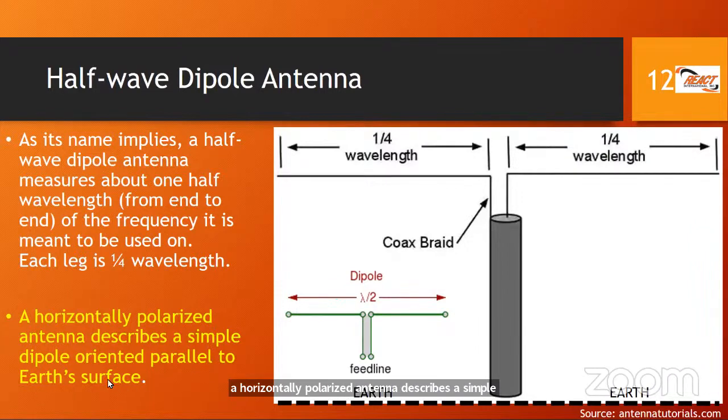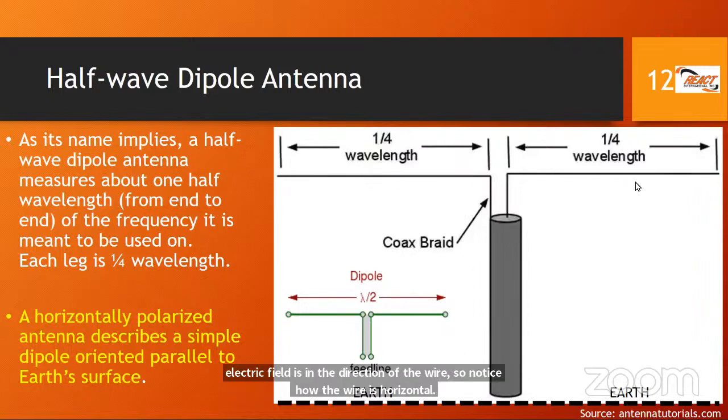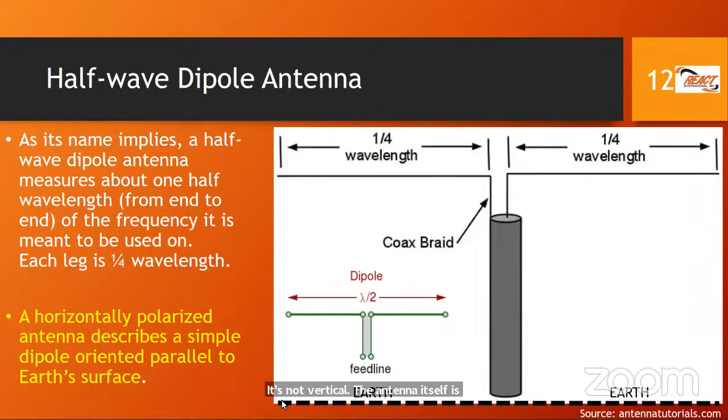So let's dissect this a little bit. Horizontally polarized antennas. Remember, probably in a previous class, we said when we talk about polarization, we're talking about the E field or the electric field of a radio frequency wave. So when we talk polarization, that's the actual electric field is in the direction of the wire. So notice how the wire is horizontal. It's not vertical. The antenna itself is horizontal, which is parallel to the Earth's surface. So this dotted line here is meant to represent the Earth. And notice that the antenna itself is horizontal and parallel to Earth.